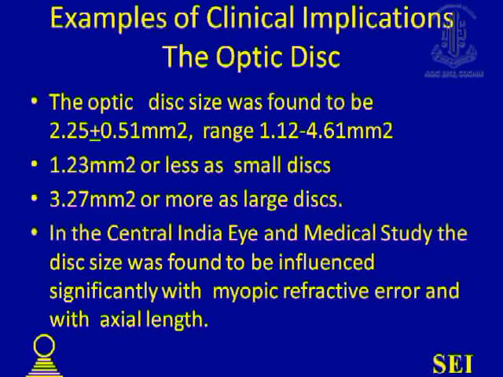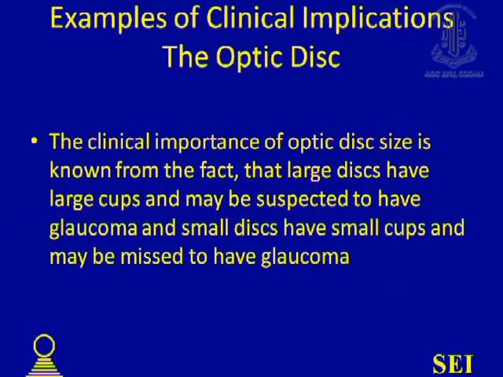In the Central India Eye and Medical Study, the disc size was found to be influenced significantly by myopic refractive error and by axial length, and that's important. The clinical importance of optic disc size is known from the fact that large discs have large cups and may be suspected to have glaucoma, and small discs have small cups and may be missed as having glaucoma.